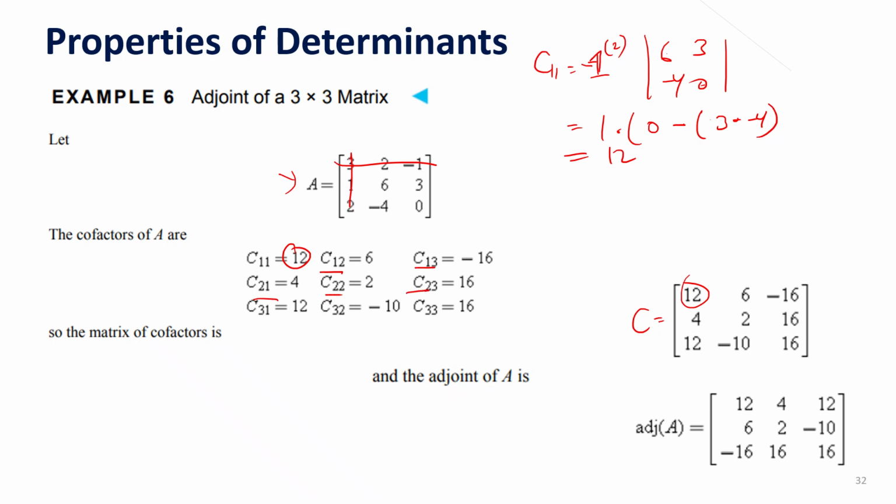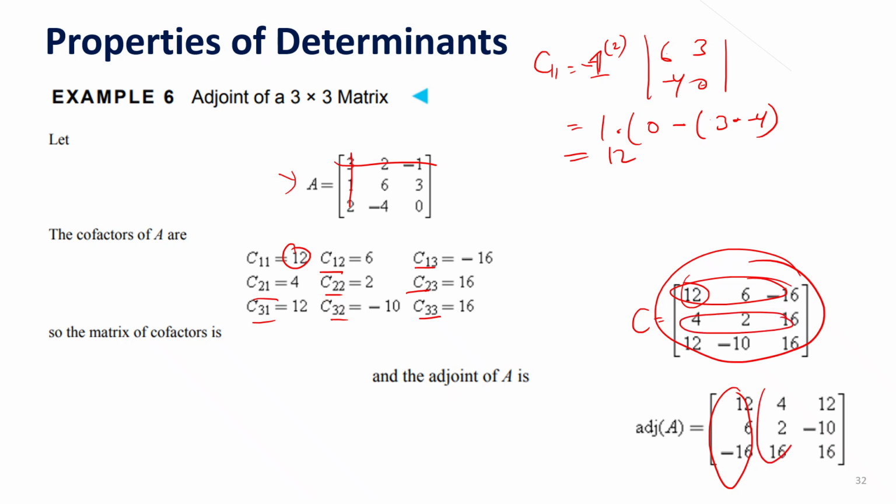C22, C23, C31, C32, C33, and you will get this. And then you transpose this: rows become columns, so this one becomes this one, this one becomes this one. Then you have the adjoint matrix of A. Later you will use this adjoint matrix to calculate the values of the unknown variables in the linear system.